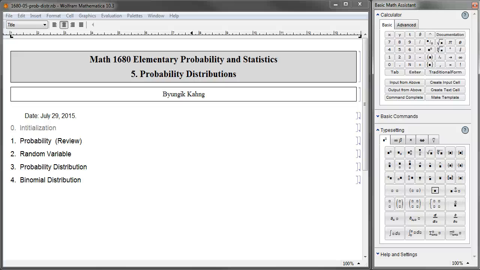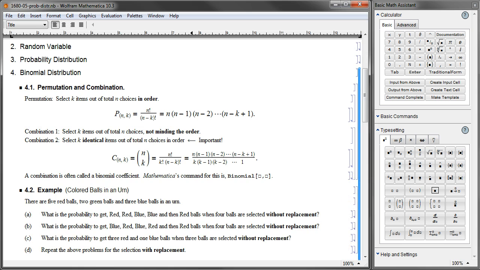Finally, 5.3, binomial distribution. 5.3 can get pretty rough too, but I'm not going to go too deeply into counting techniques, so you won't have to worry too much about permutation and combination. Nonetheless, let me try to explain them as briefly as possible. A permutation is the number of different ways to select and arrange k items out of total n choices.